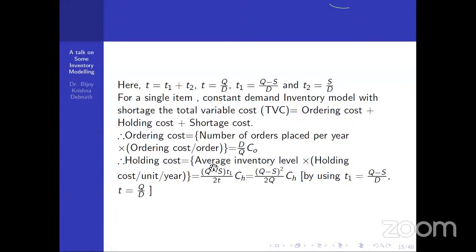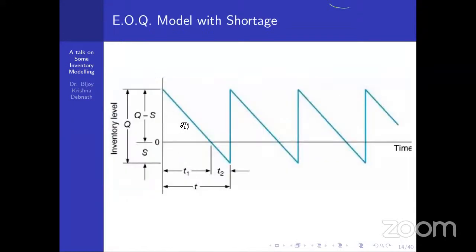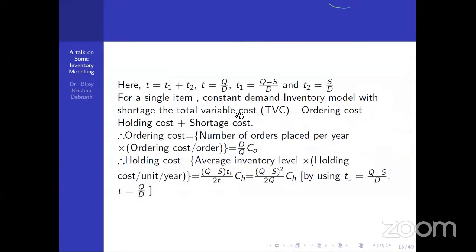And what is the holding cost? Holding cost is basically the average inventory level times the holding cost per unit per year. So what is the average inventory? Holding cost applies only for this much, because this part is negative. The minimum is 0, the maximum is Q minus S, divided by 2, times the time T1 divided by total time T. So (0 plus (Q minus S)) into T1 by 2T into Ch. If you put the values of T1 and T from above, you get (Q minus S) whole square by 2Q into Ch. This is the holding cost.